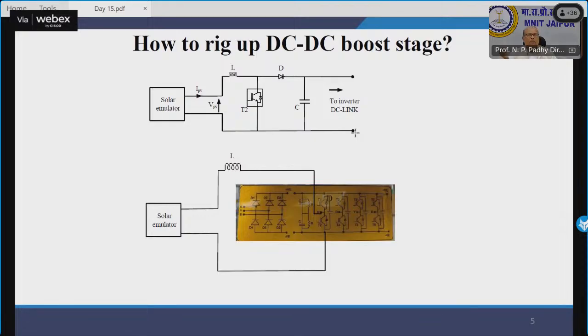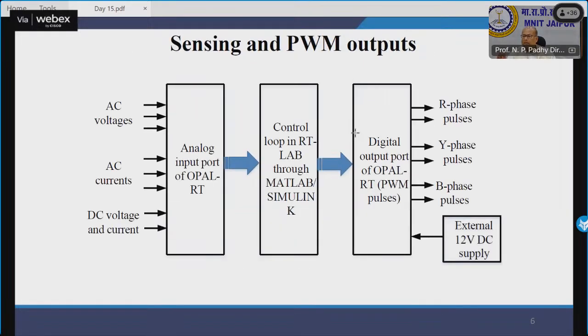So considering all these challenges, this is the structure of your DC-DC boost stage. We have the solar emulator, and then we have an inverter DC link for your power transformer. Now sensing and PWM output. This is your architecture, and this is a module basically in case of your RT lab. So this is the structure.